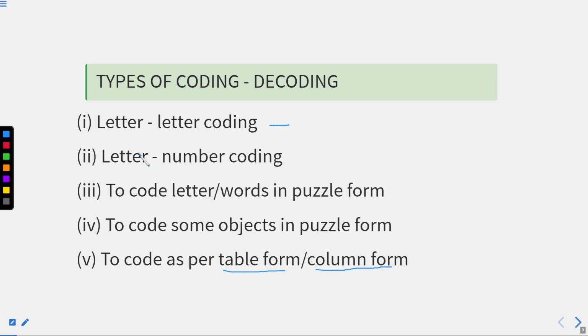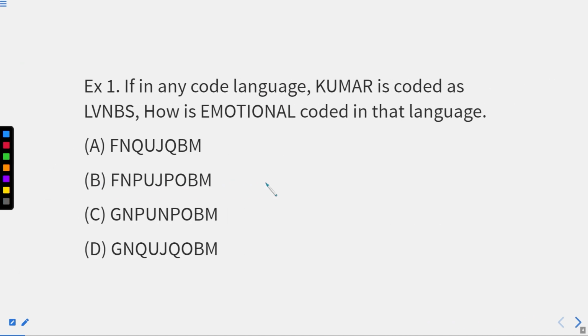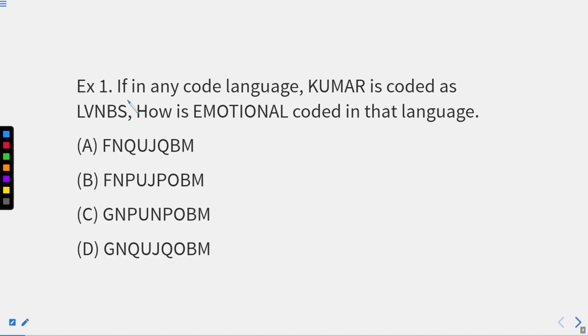So I'm starting with the first kind of questions. With each and every question that we are doing, we are going to learn some new concept. So our main agenda is to learn the concept behind the question. Okay, so starting with the very first question, first I'll read the question, then I'll explain the concept, then we'll move to the answer part. If in any code language, Kumar is coded as LVNBS, how is the word emotional coded in that language?